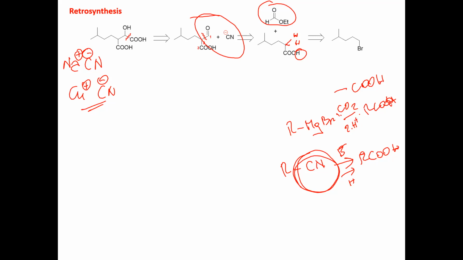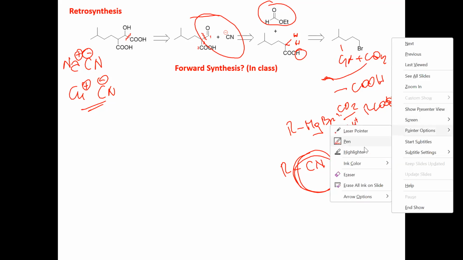Oh, this one, for instance, can come from Grignard plus CO2 at some point to make the synthesis. But let's do the 1,2, because at the moment we are interested more in the 1,2.